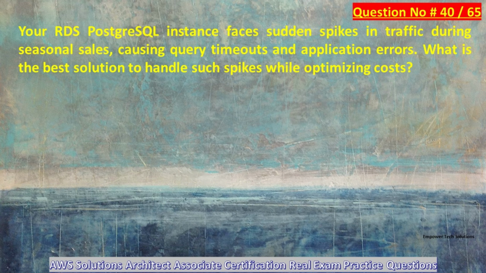Your RDS PostgreSQL instance faces sudden spikes in traffic during seasonal sales, causing query timeouts and application errors. What is the best solution to handle such spikes while optimizing costs?